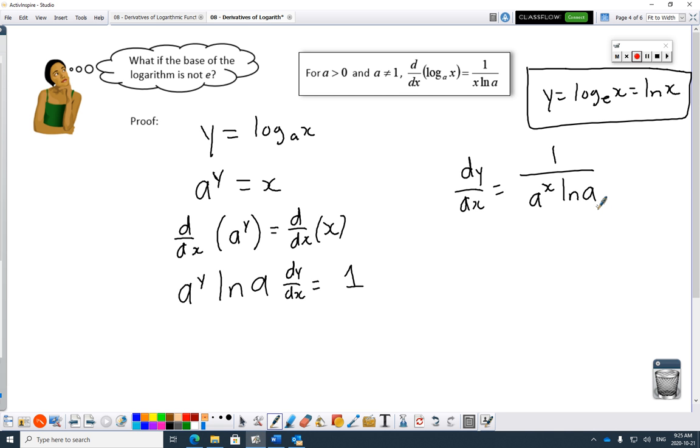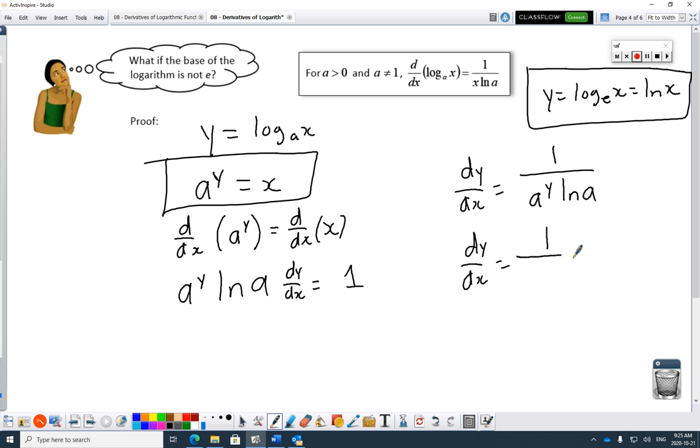And it's nice. It's good, but it's got y's in it. And we'd really prefer something with x's in it. So this a to the y has got to go. So I look back through to find out what a to the y is. And lo and behold, there it is. A to the y is x. This becomes x, and then dy by dx equals 1 over x ln a.